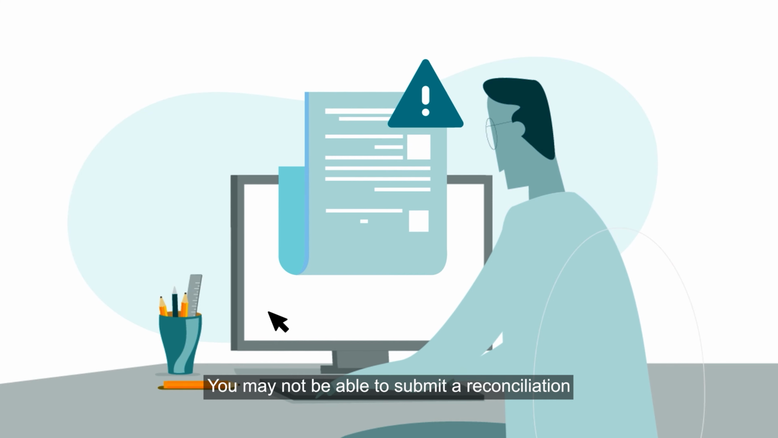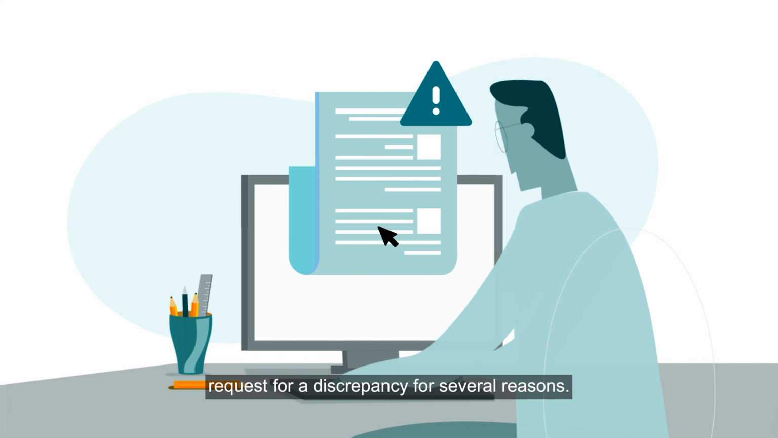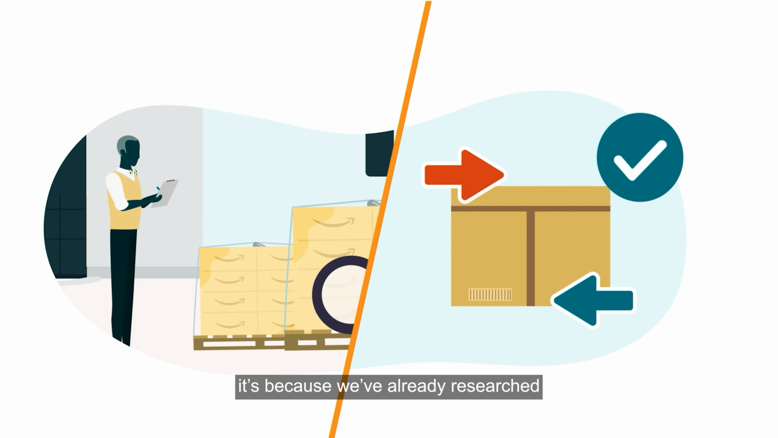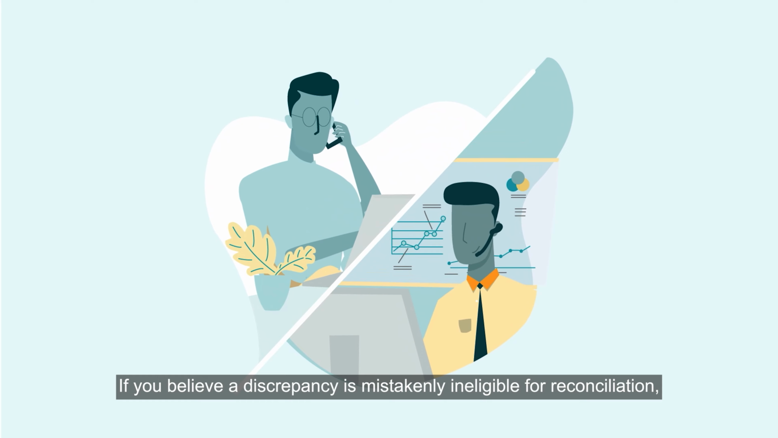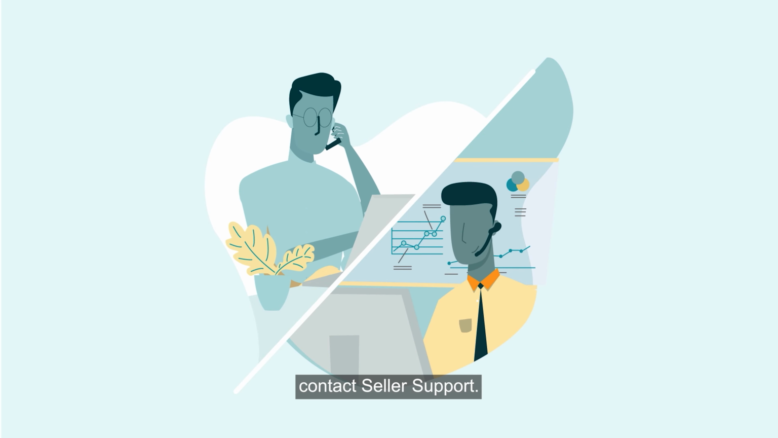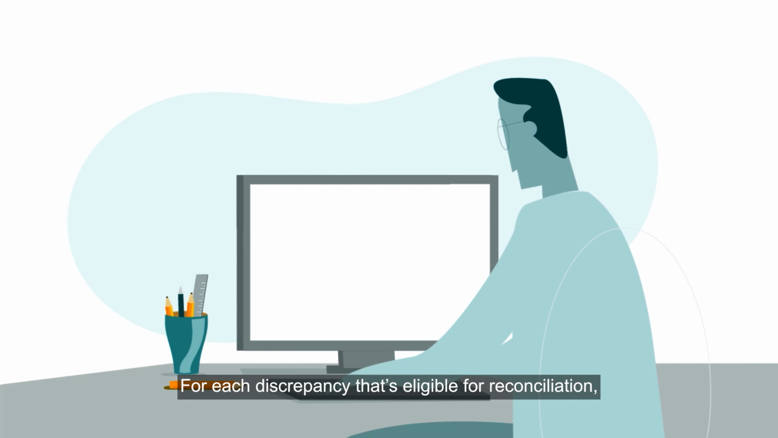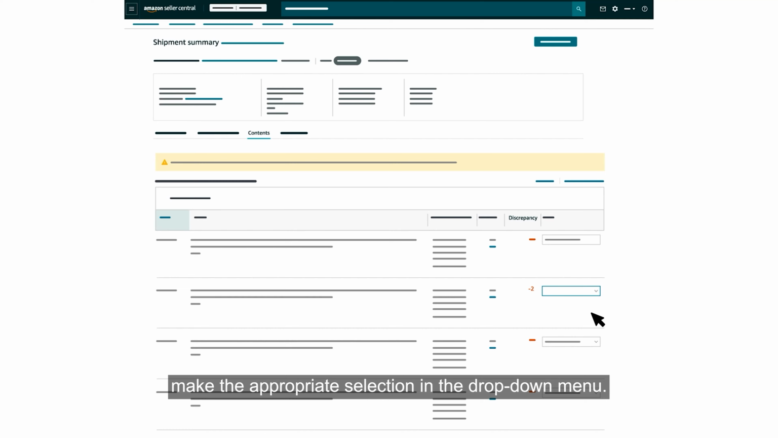You may not be able to submit a reconciliation request for a discrepancy for several reasons. Often, it's because we've already researched and reconciled units automatically. If you believe a discrepancy is mistakenly ineligible for reconciliation, contact seller support. For each discrepancy that's eligible for reconciliation, make the appropriate selection in the drop-down menu.